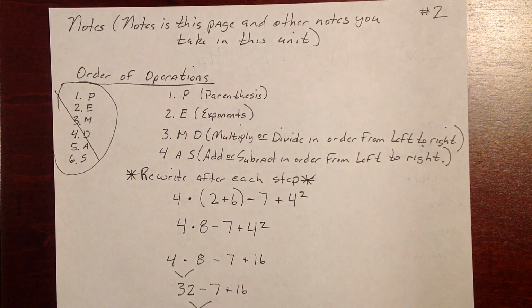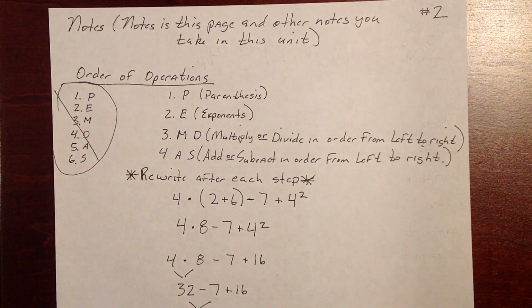This will be number 2 in your notebook for the expressions and equations unit. What we're going to do this time is that number 2 in your notebook is going to be any notes I give you plus any notes that you take. That way all your notes will be in the same place.